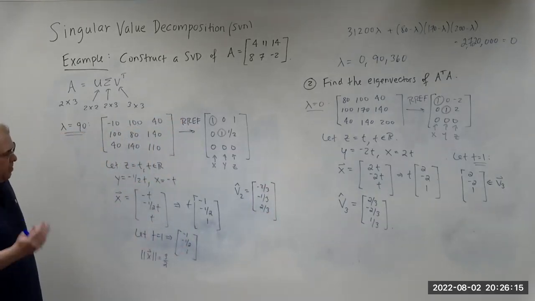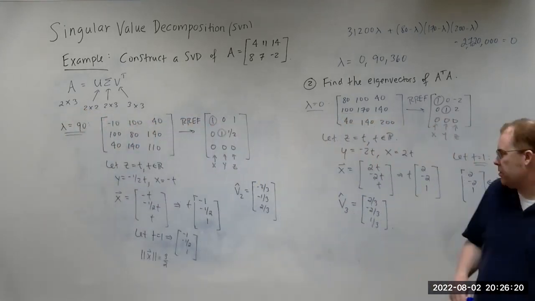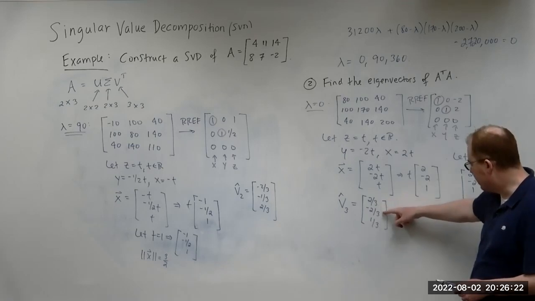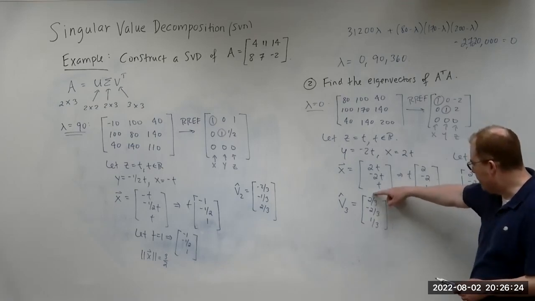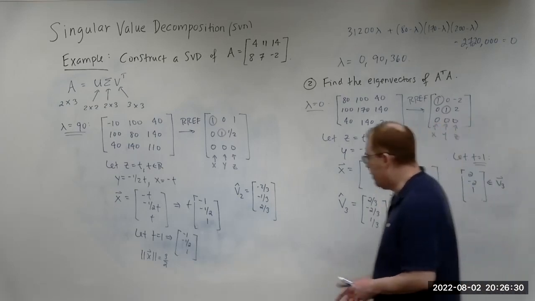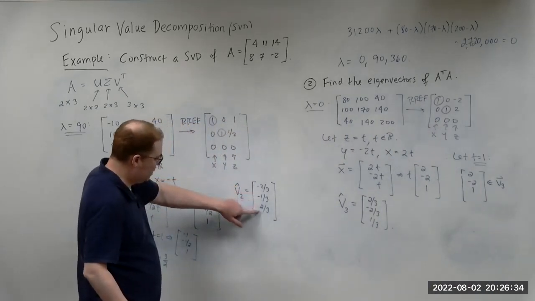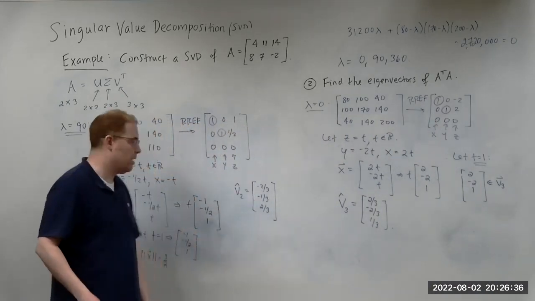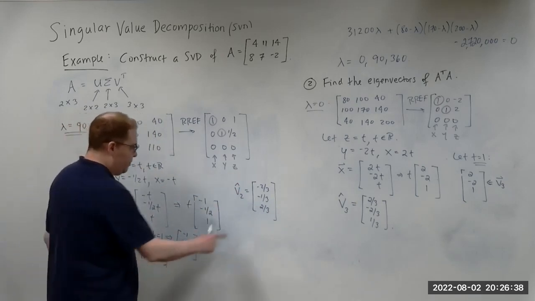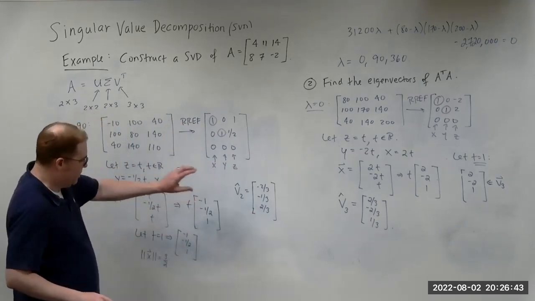And you can check, right? I think even somebody in the discussion board pointed out that you can check your solution. Just take the norm of this to get 1. So you have 4/9 plus another 4/9 plus 1/9, that gives you 9/9. Same thing here: 4/9 plus 1/9 plus 4/9 gives you 9/9, which is 1. So there is V2 hat.